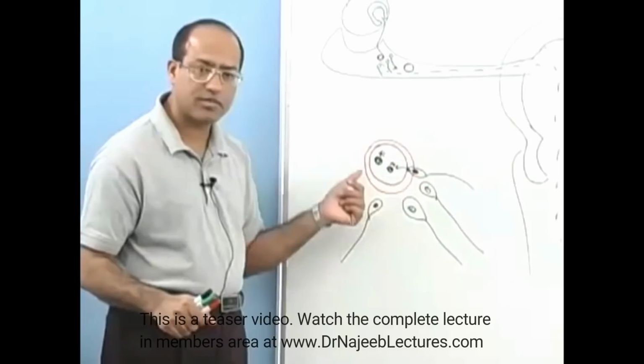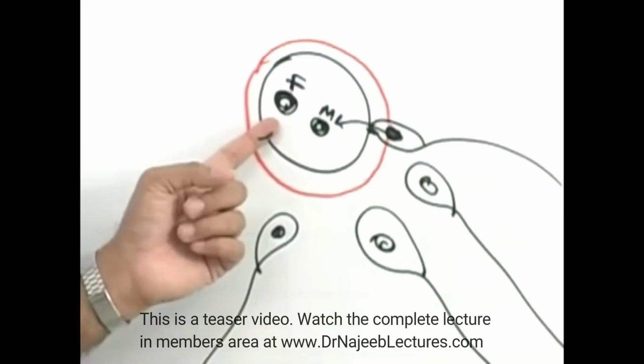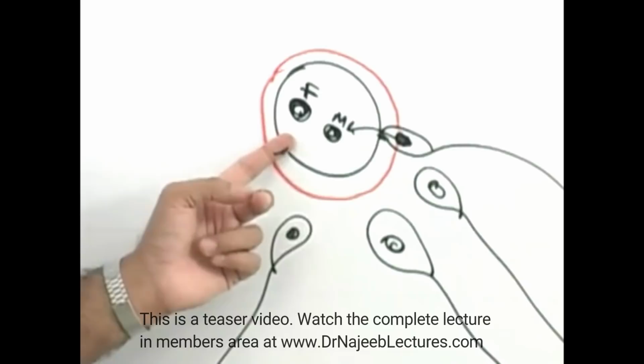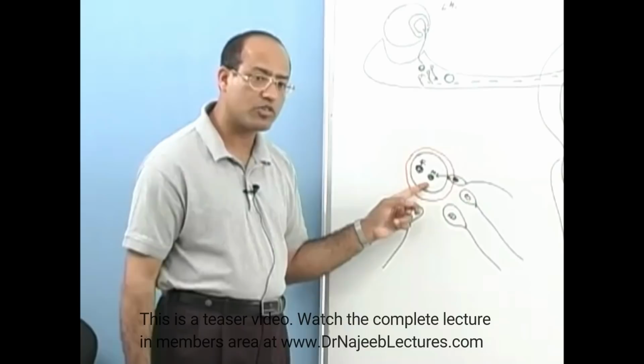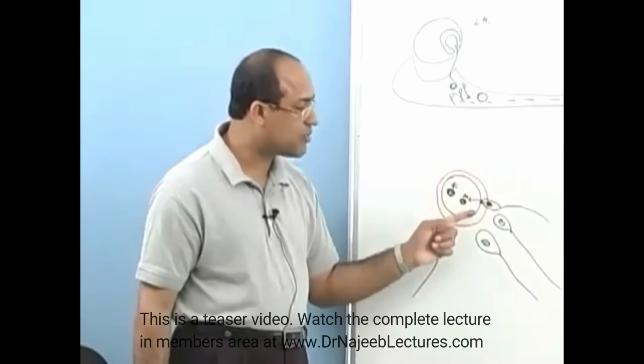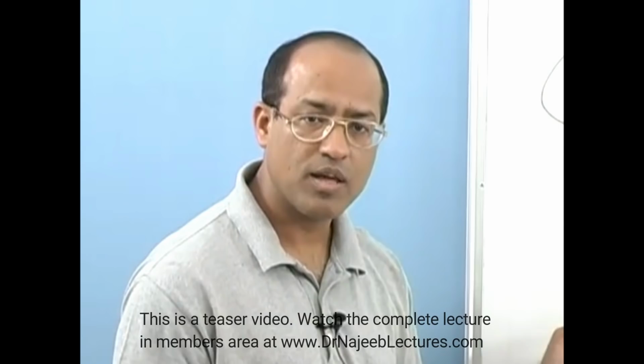The definitive ovum has a nucleus with how many chromosomes? 23 chromosomes, maternal chromosomes. Meanwhile, from the sperm, genetic material from the paternal side has arrived, that will also consist of a haploid number, that is 23 chromosomes. Now this fertilized ovum has 23 chromosomes from the maternal side and 23 from the paternal side.